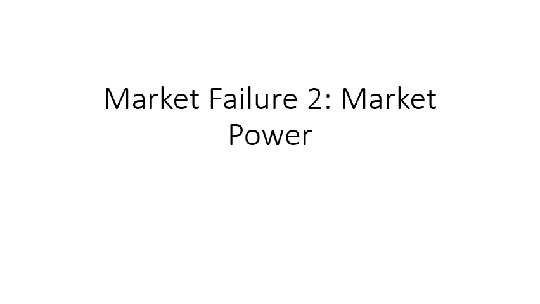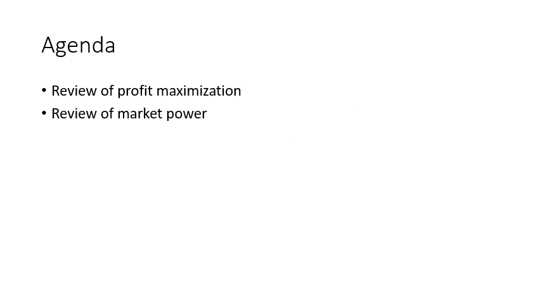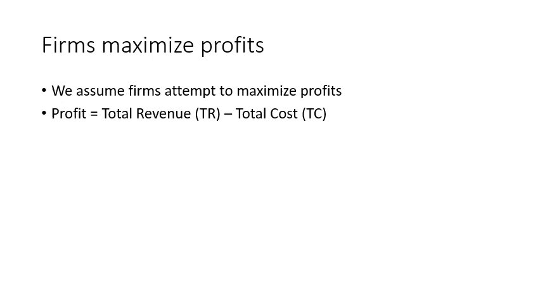We covered externalities. Now let's cover the second market failure in this class, market power. We will review profit maximization and market power. So let's assume firms attempt to maximize profits. Profit is equal to total revenue minus total cost. Again, this should be a review from Micro 202.